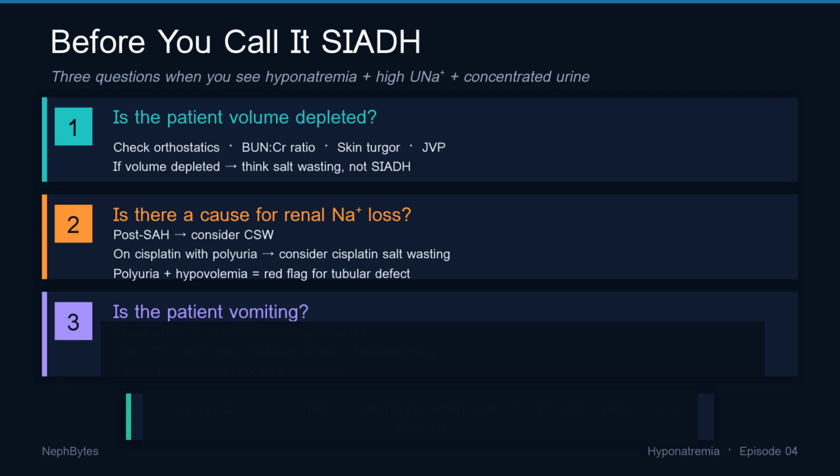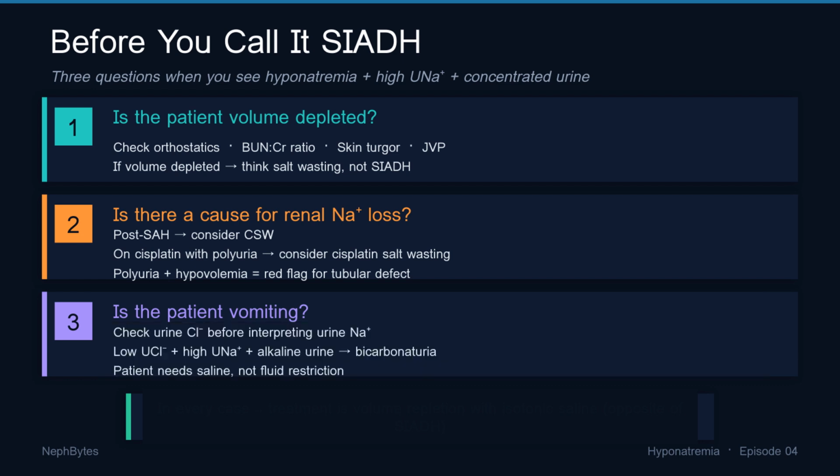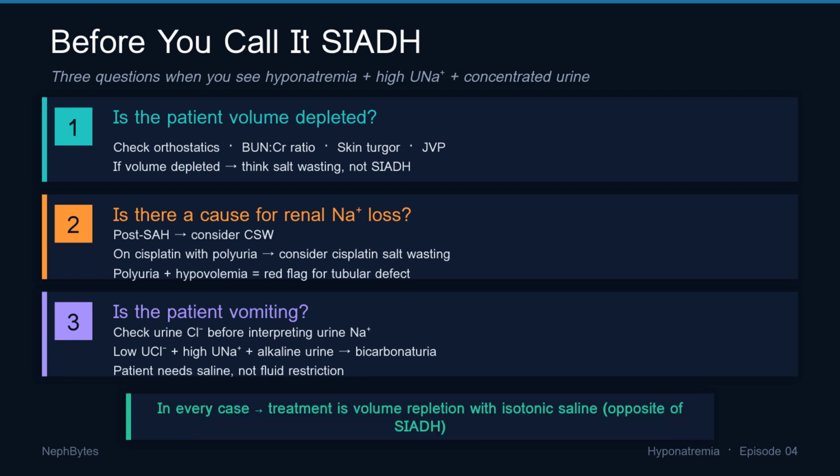3. Is the patient vomiting? If yes, check the urine chloride before you draw any conclusions from the urine sodium. A low urine chloride with a high urine sodium and alkaline urine means bicarbonaturia is driving the sodium loss. The patient is truly volume depleted and needs saline, not fluid restriction. In every case, the treatment is volume repletion with isotonic saline. That is the opposite of SIADH management. And that is why getting the diagnosis right matters so much in this group.